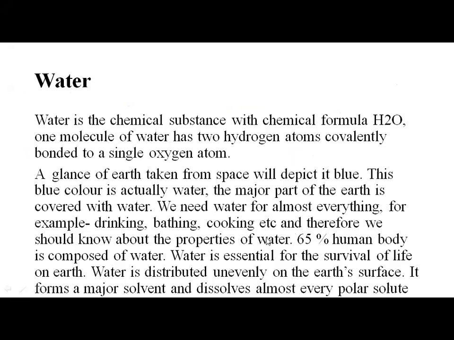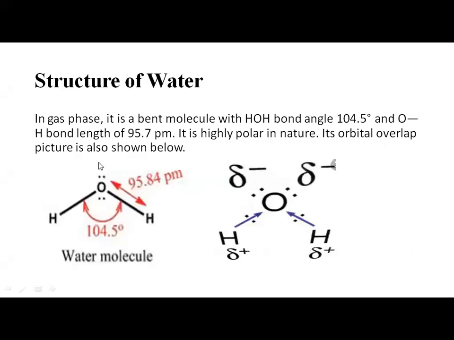We should know about the properties of water. 65% of the human body is composed of water. Water is essential for the survival of life on the earth. And water is distributed unevenly on the earth's surface. It forms a major solvent and dissolves almost every polar molecule. Therefore, water is called what? Water is called the universal solvent.